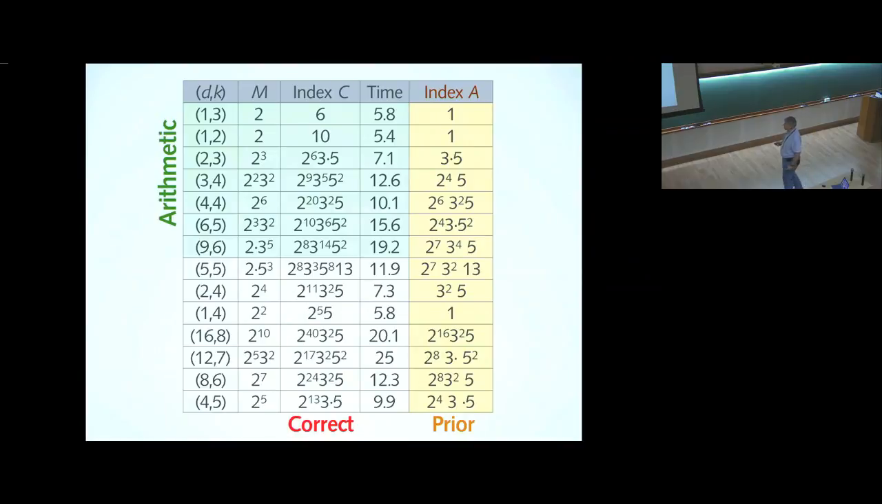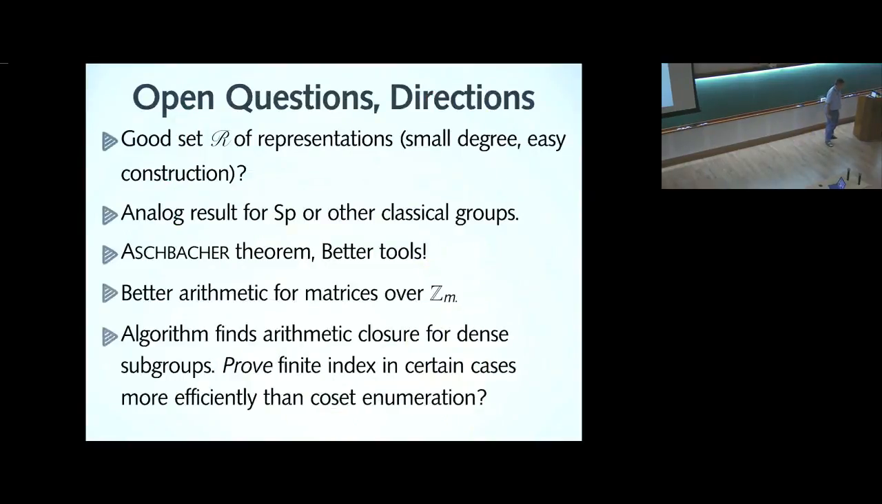And this is, unless I made an error in coding, the correct arithmetic closure in all of these cases. In these cases, it's actually the subgroup itself because it is arithmetic. Yeah. So let me finish with some open questions and things which still need to be done.